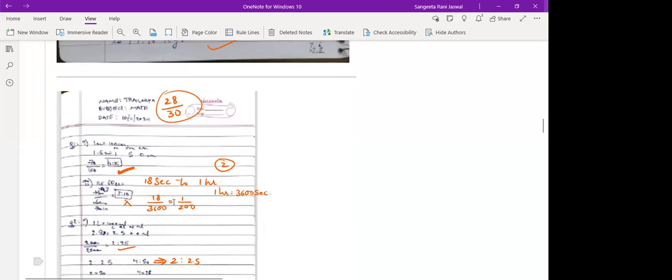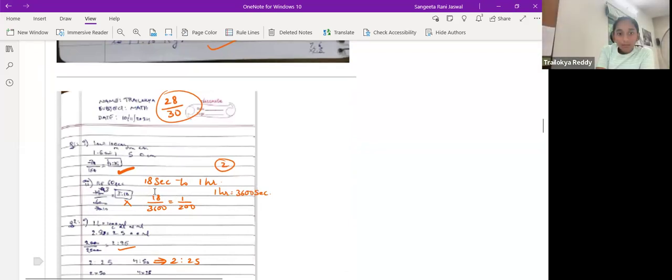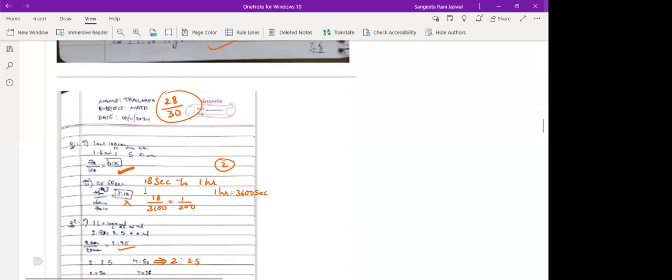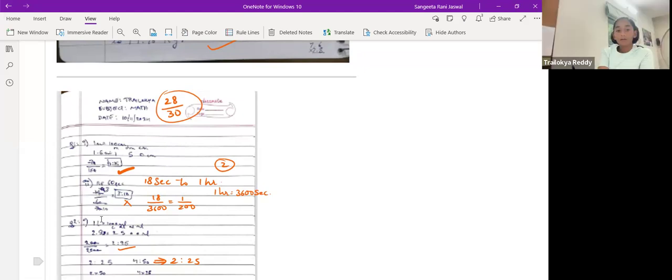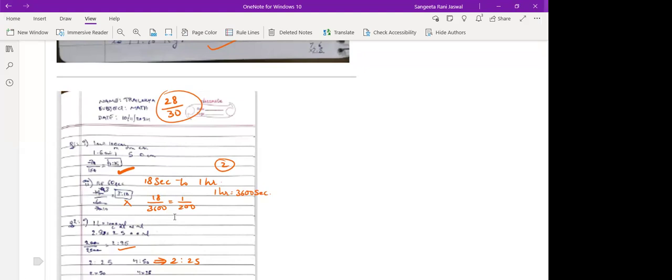Rest everything is correct. Next is Trilokya. See, in the first question, second part, you had to find the ratio of 18 seconds to 1 hour. So in 1 hour, you have 3,600 seconds. You just took 18 by 60. In 1 hour, you don't have 60 seconds. You have 60 minutes and each minute has 60 seconds, so it's 60 into 60. So that becomes 1:200.